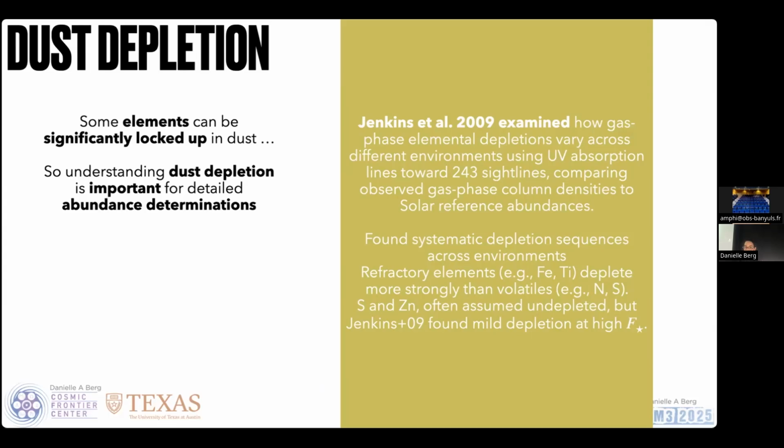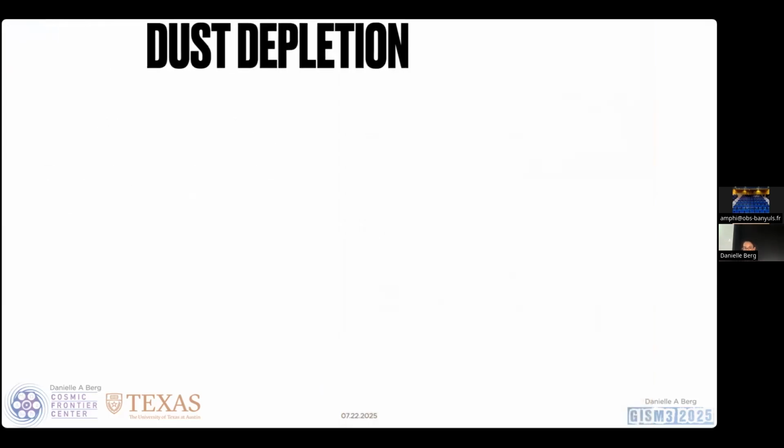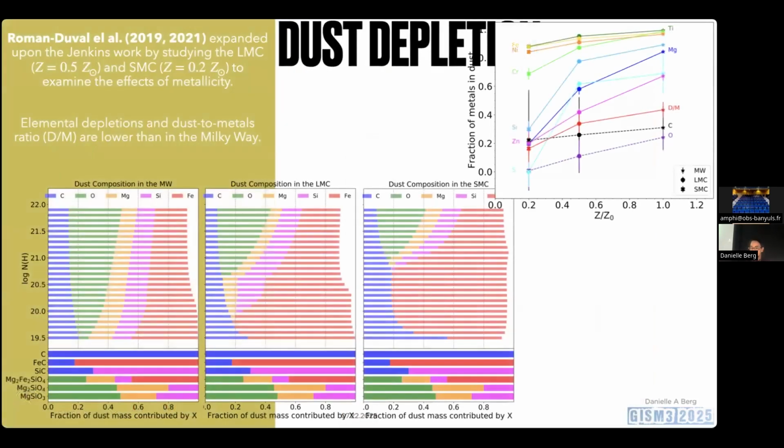In particular, he uses this overall depletion F star thing. Again, that's the average of everything together, and found that some elements, if you got to high enough column densities, actually started to deplete, even though they had previously thought to not do so. So it was interesting. But this work has been greatly expanded by several people. I know Annie's done work on this. I'm going to highlight Julia Roman Duvall's work on this recently, now expanding this to lower metallicities in the LMC and the SMC down to 50% and 20% solar.